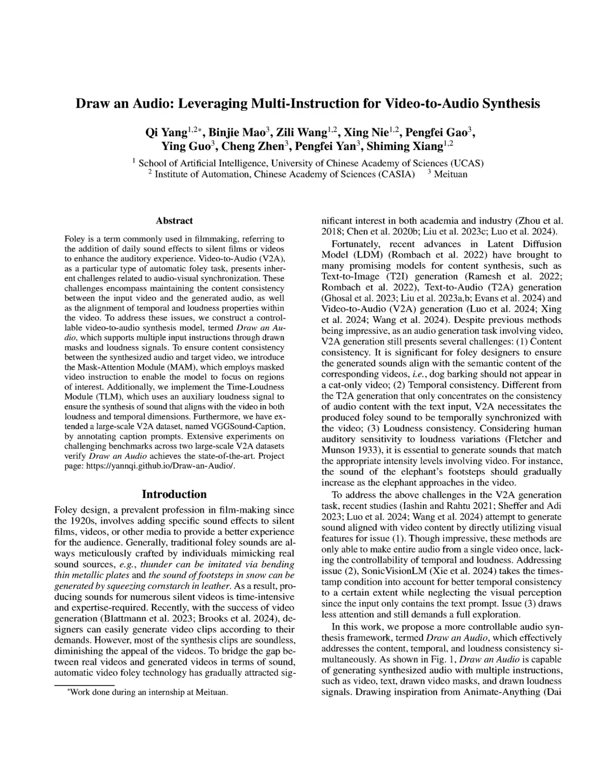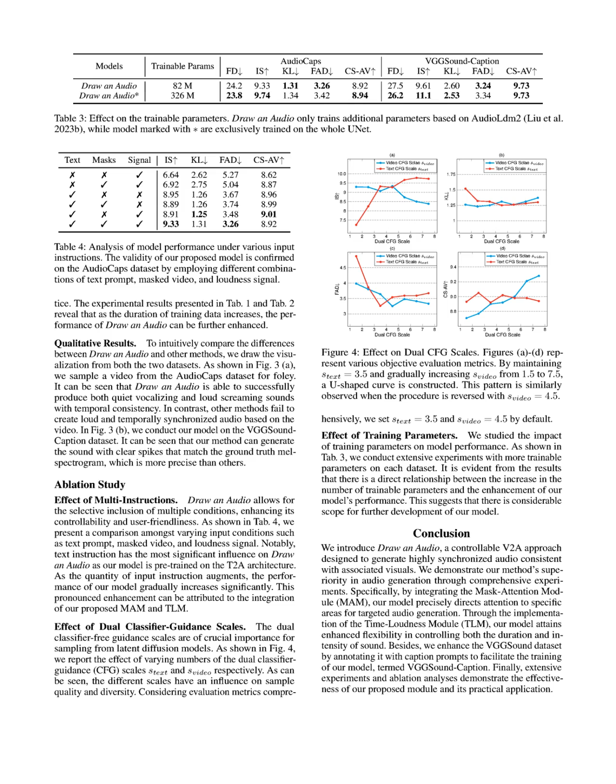While Draw-in-Audio presents significant advancements in generating audio with content, temporal, and loudness consistency, it still faces limitations. One notable drawback is its reliance on the quality of input conditions. If the drawn video masks or loudness signals are inaccurate or poorly defined, the generated audio may not align well with the video content. Additionally, the model's performance can be influenced by the quantity and quality of training data, as indicated by the results showing that performance improves with more training data.